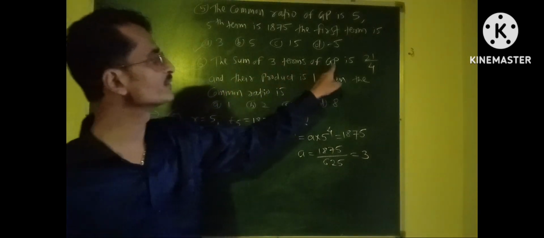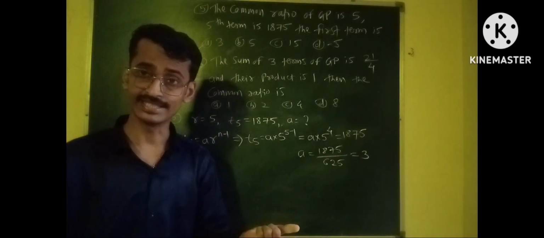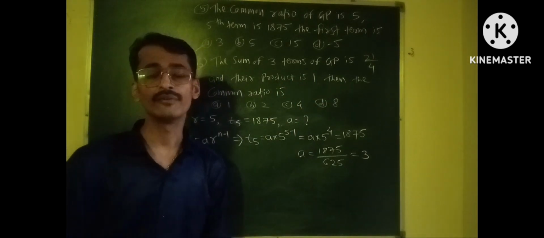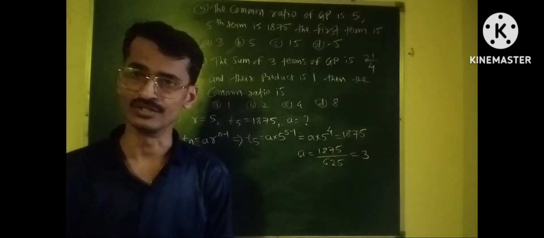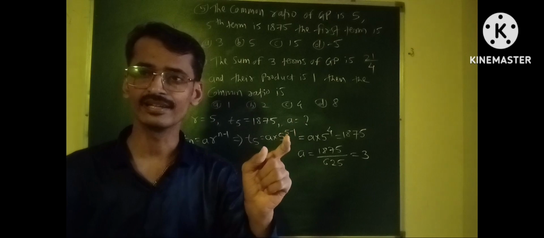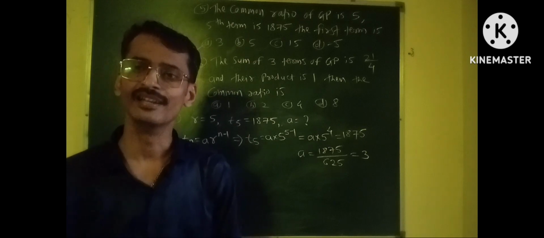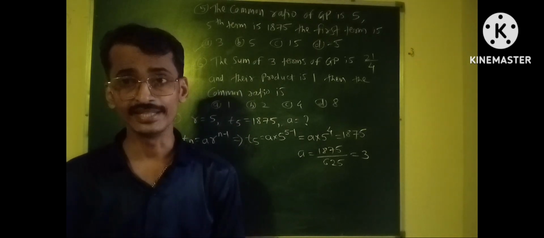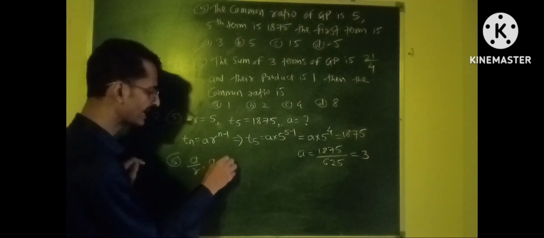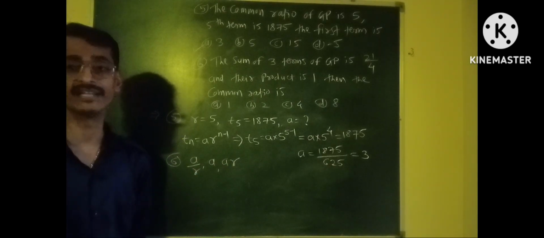The sum of the 3 terms of a GP is given as 21 by 4, and it is also given that their product is 1. Now if we want the sum or product of 3 numbers, which 3 numbers can we write? In AP we use a minus d, a and a plus d, because when we add, the d's get cancelled and we can find a. In GP, we write the 3 numbers as a upon r, a and ar. Why? Because when we multiply, the r's get cancelled and we can find a.